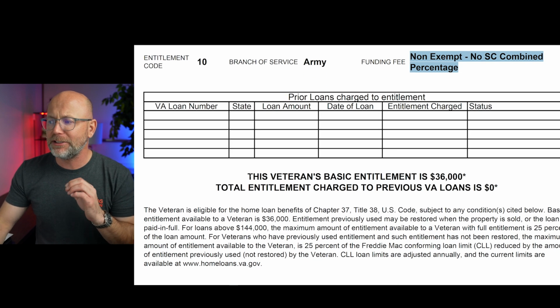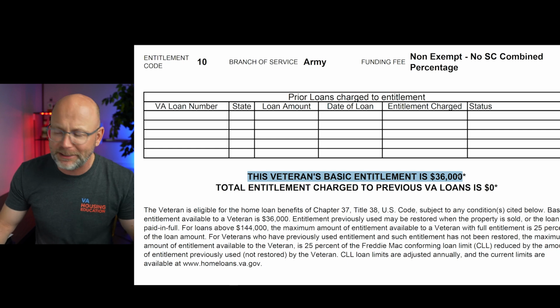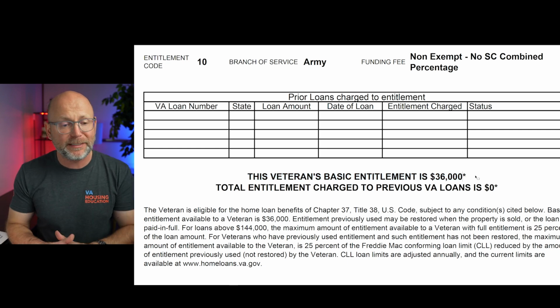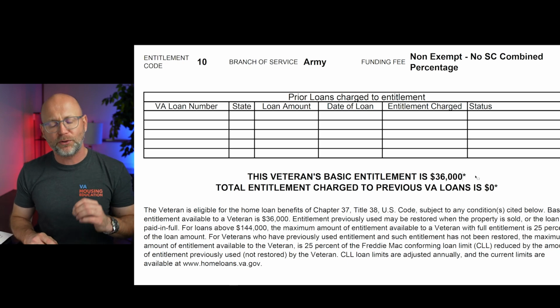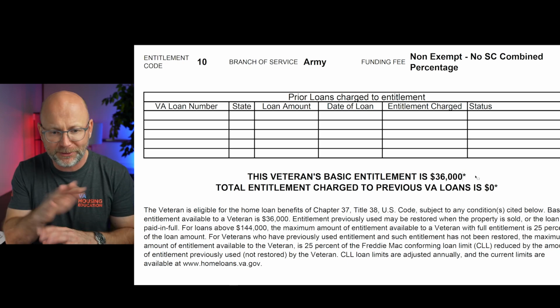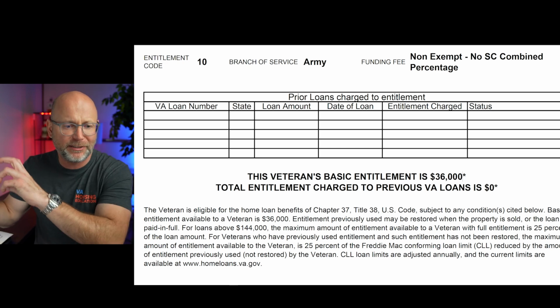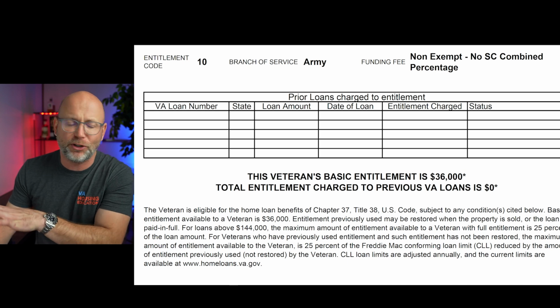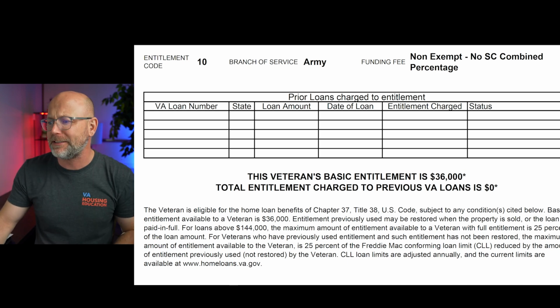Next part is going to be the veteran's basic entitlement of $36,000. Don't worry, that's not the limit, because I do get a lot of those phone calls. $36,000 basically means you have your full entitlement, but this is also your tier 1 benefits, which I will explain shortly. If you have an outstanding VA loan, then these numbers are going to be a little bit skewed. This is just basically any loan that was charged prior. If you had a foreclosure with a VA loan, this is where it's going to be listed on here.